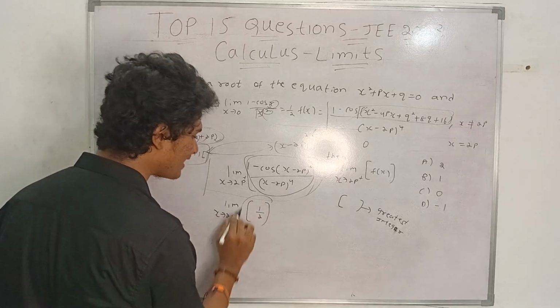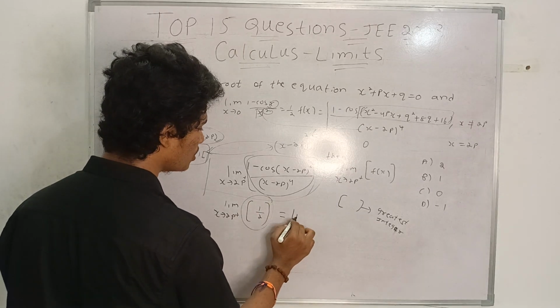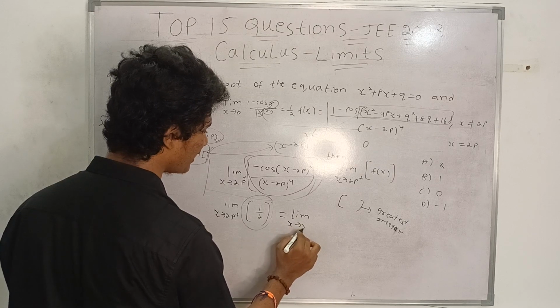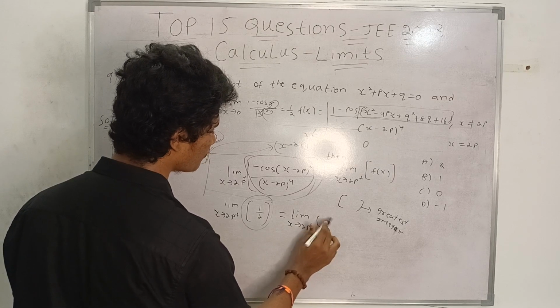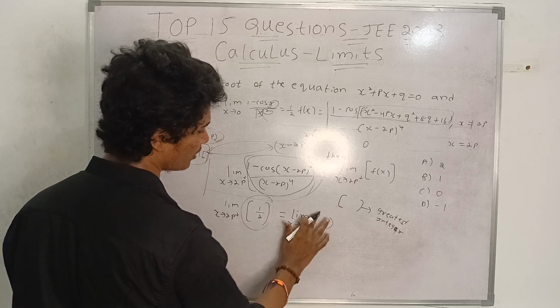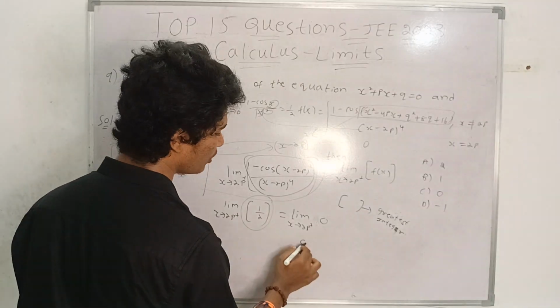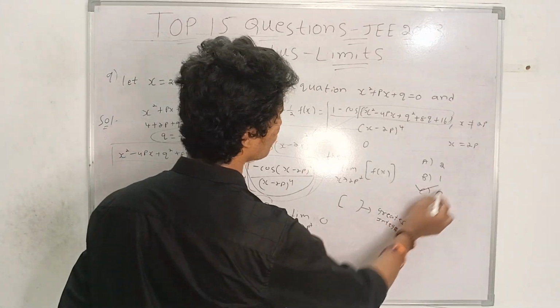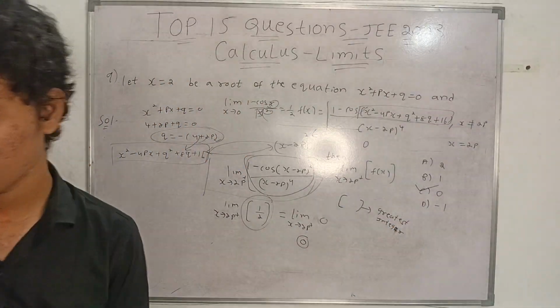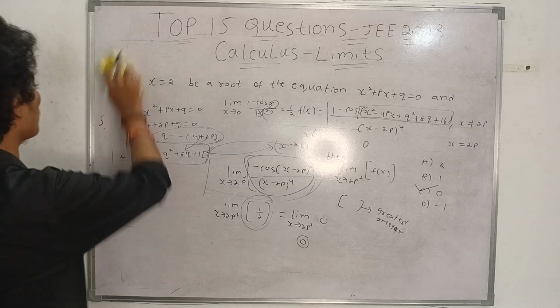And what is the greatest integer of 1 by 2? It is 0. So limit x tending to 2p plus, it is 0. And what is the limit x tending to 2p plus 0? It is 0 only. So the answer here is 0. Like this you have to solve. The 9th question is completed.